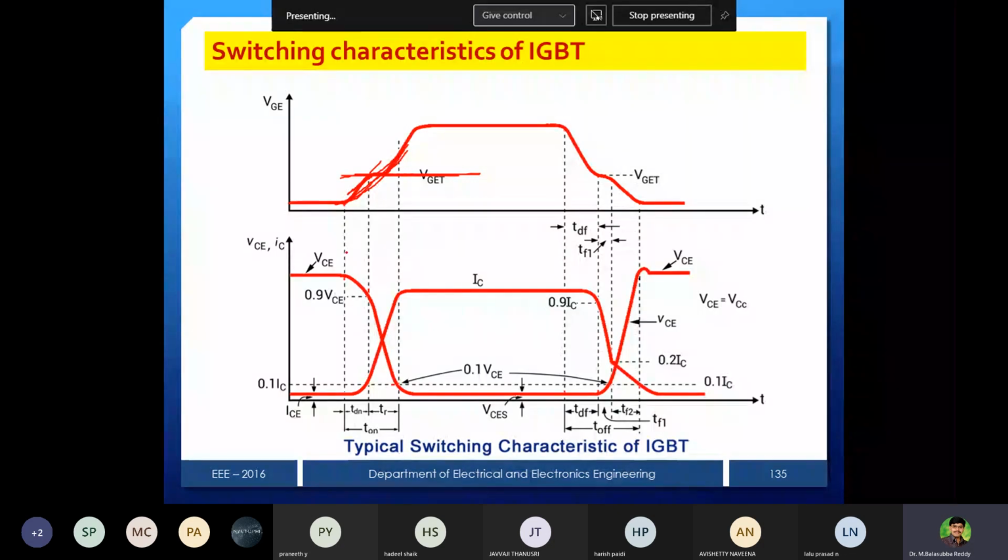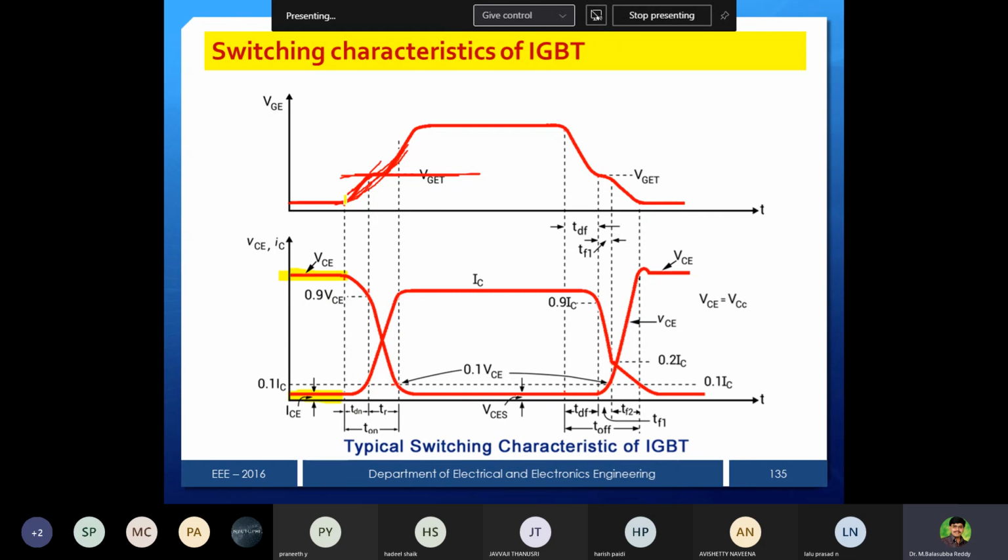Up to that, what will happen? The collector to emitter voltage is the same as the rated voltage. The reason is before turn on, the device is in the off state, and I will show you on this slide. See, this is the off state. Off state means what is the voltage? Same as the applied voltage in the collector to emitter side. So that voltage remains the same. And what about the current? Only a small leakage current will be present.